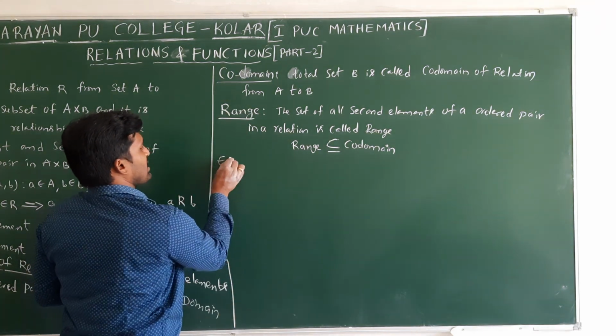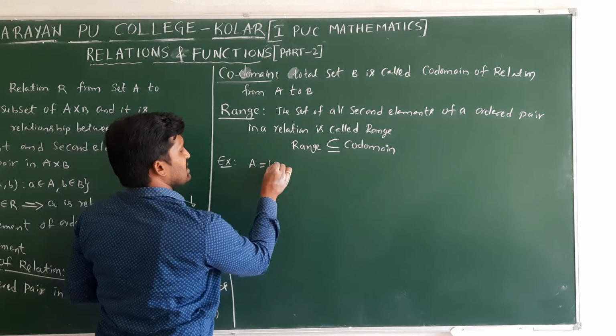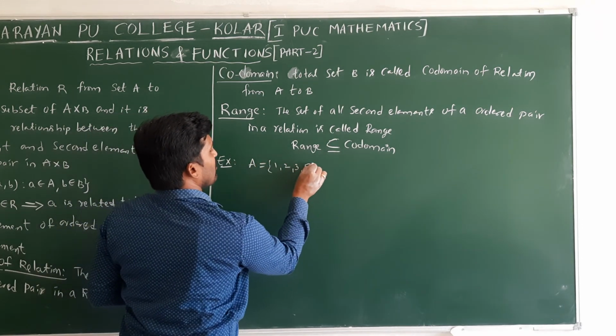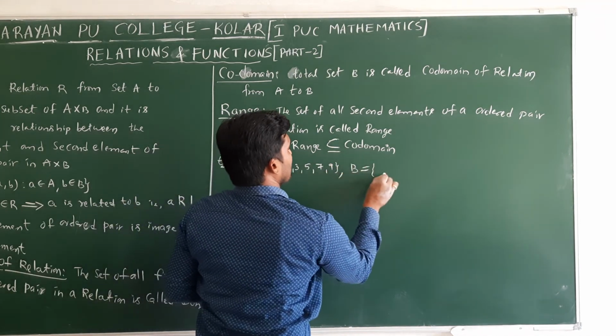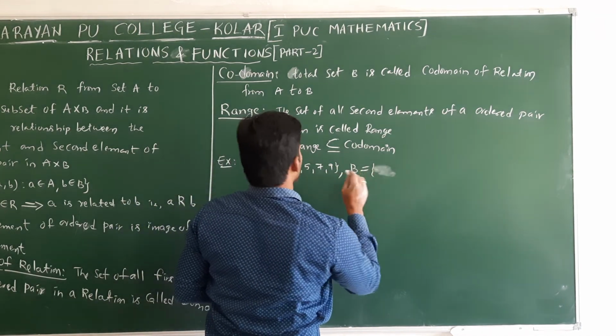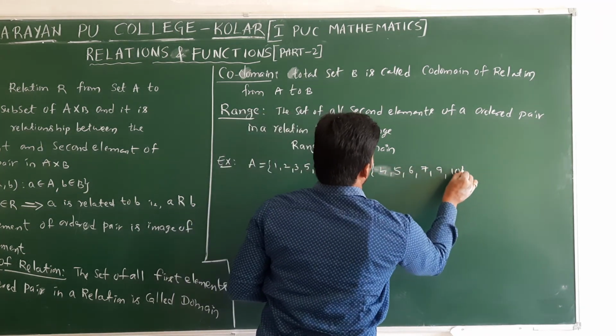By taking an example you can understand. For example, A is given the elements 1, 2, 3, 5, 7, 9. B is given, for example, 4, 5, 6, 7, 9, 10.